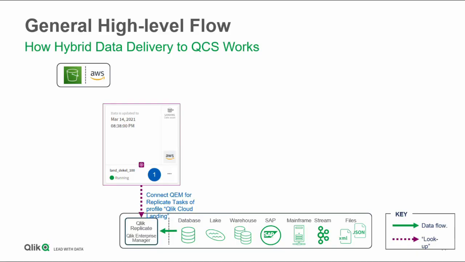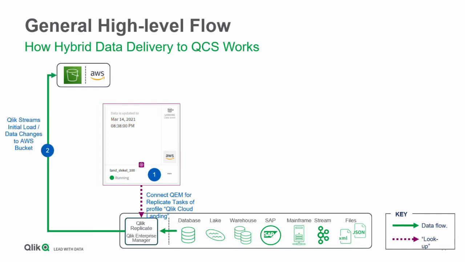So, how does it work? You first need to have a Qlik Enterprise Manager, a Qlik Replicate, in hand. In the Qlik Enterprise Manager, you configure in advance a task with a new profile and target endpoint called Qlik Cloud Landing. This task will later be used by the data services to actually bring the data from the on-premise source to the cloud. Then, in Qlik Cloud Data Services, you create a new landing data asset and associate it with the replicate task that you created before.